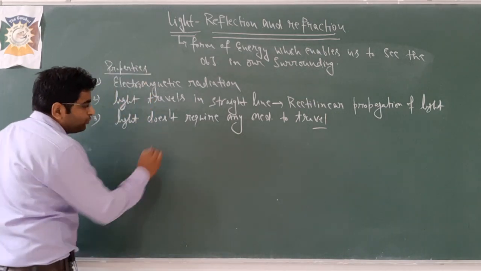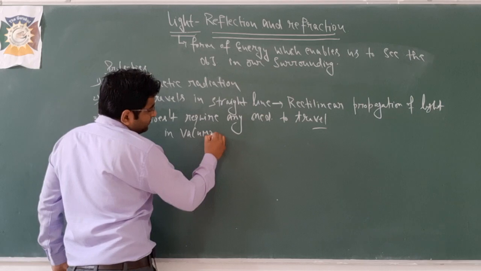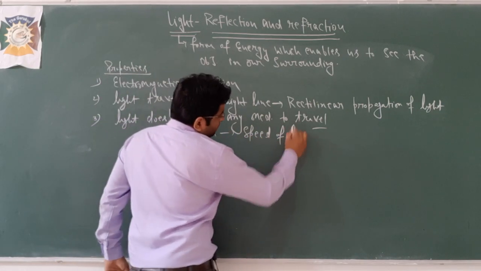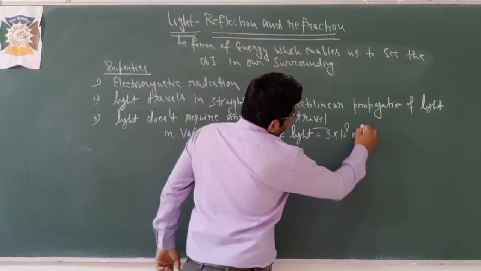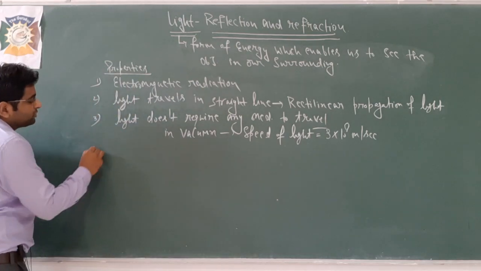And beta, in vacuum, the speed of light is equal to 3 into 10 power 8 meter per second. Clear? Okay, beta.